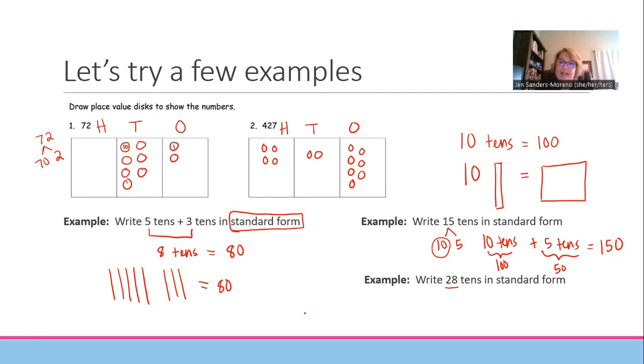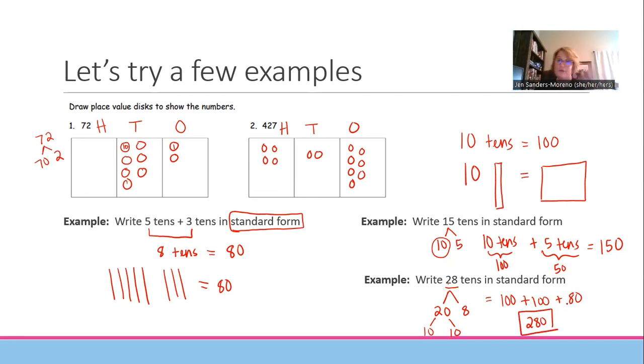So in this case, we've got 28. Okay. Well, if 10 equals 100, then 20 is 2 tens. So that means that 20 is the same thing as 200. Okay. So I've got 10 tens, that's 100, another 10 tens, that's 200, and then I still have 8 tens. So this is the same thing as 280.